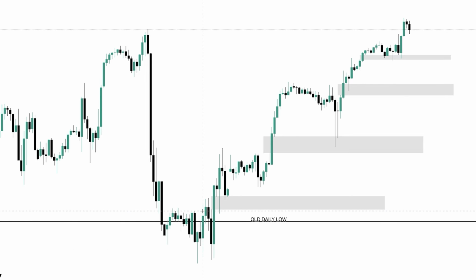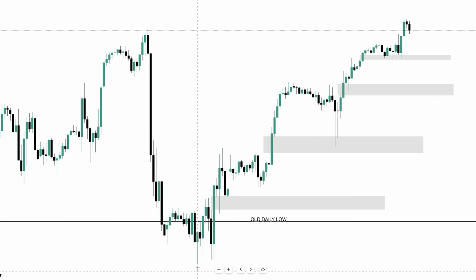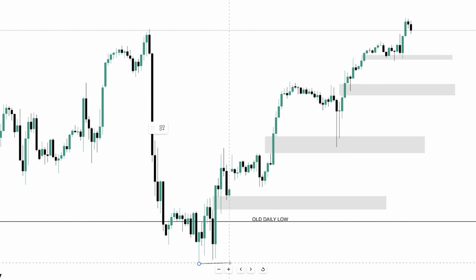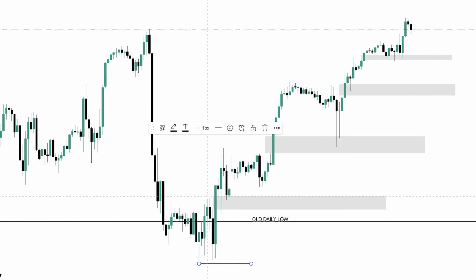Breaks market structure here to the upside, comes back down, fails to go below this key low here, and then breaks market structure, creating a fair value gap. So a high low to the left, a high low to the right. This then becomes our long-term low. And the fact that price is making this structure at a key level after taking out an old daily low is very telling of what price might want to do.